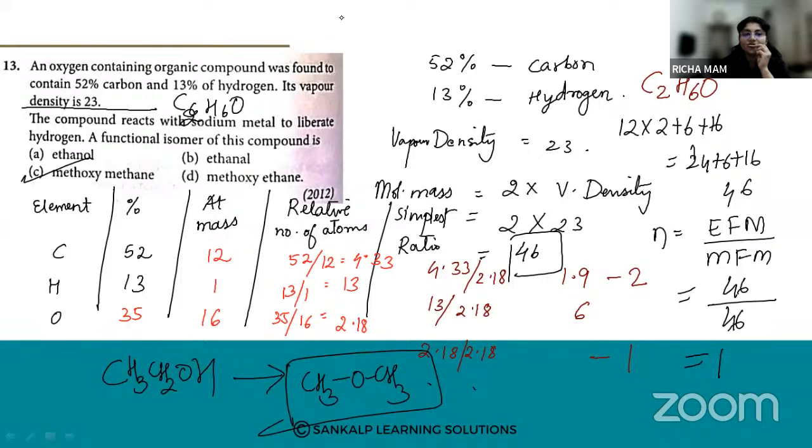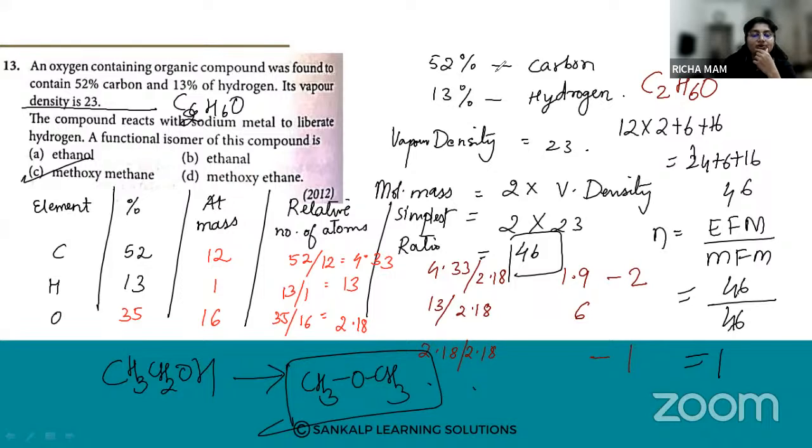So this is based on the molecular formula and empirical formula. You have to put the table, find out the simplest ratio, then find out the empirical formula. Then from that empirical formula, find out the empirical mass. Then we have the molecular mass. n is equal to empirical formula mass divided by molecular formula mass. We got 1. The question was given as it liberates hydrogen gas, right?